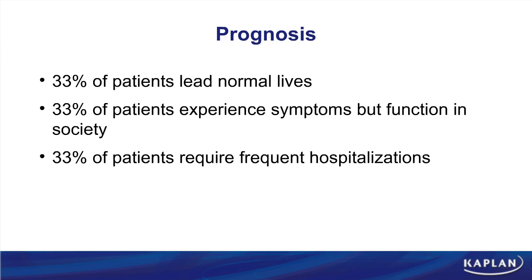Patients who have schizophrenia have a rule of threes, if you wish, when you're dealing with prognoses. About a third of them will lead normal lives, about a third of them will have symptoms but function, and about a third of them will have frequent hospitalizations.